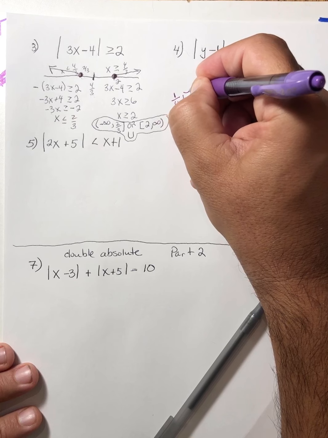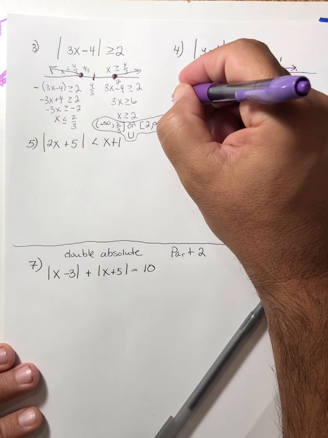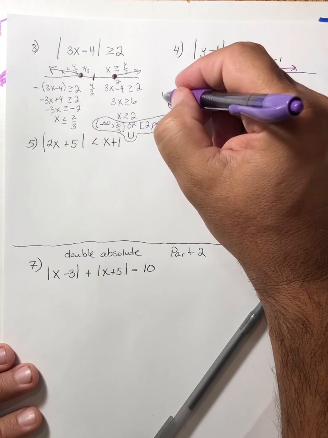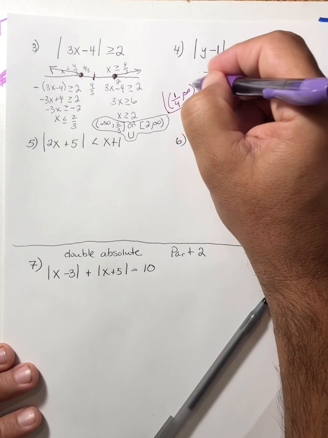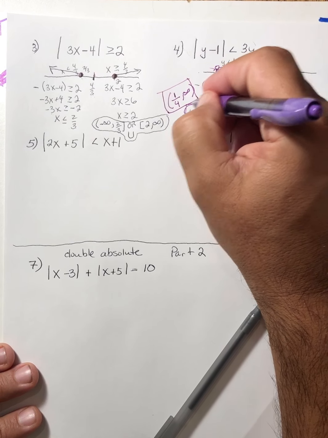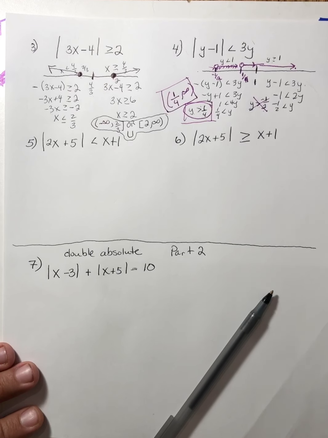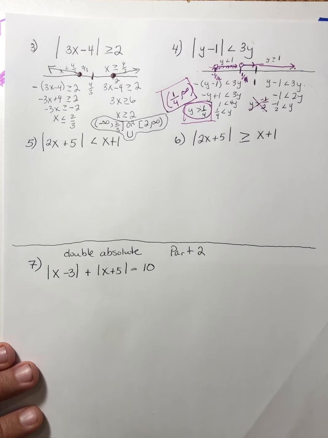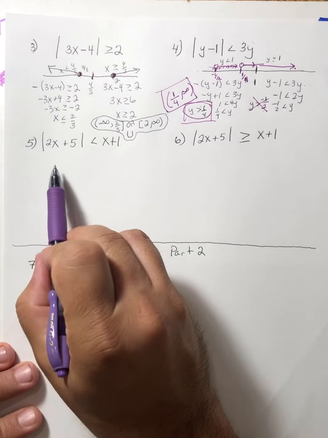1/4, comma, infinity, parentheses, parentheses. This would be your solution. Actually, all right, these are both your solutions. That's unique. We've never seen that before. All right, let's look at this one now.